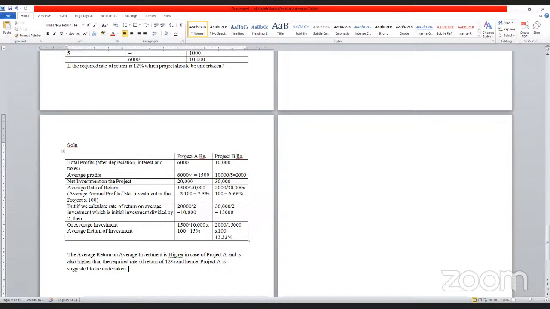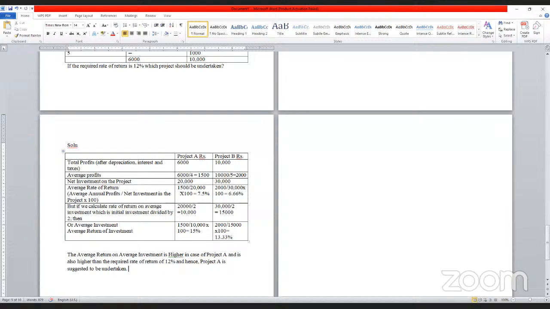Now, let us see the advantages and disadvantages of the average return method. This method is very simple to understand and very easy to operate. It uses the entire earnings of a project in calculating the rate of return, and not only the earnings up to the payback period, and hence gives a better view of profitability as compared to the payback period method.